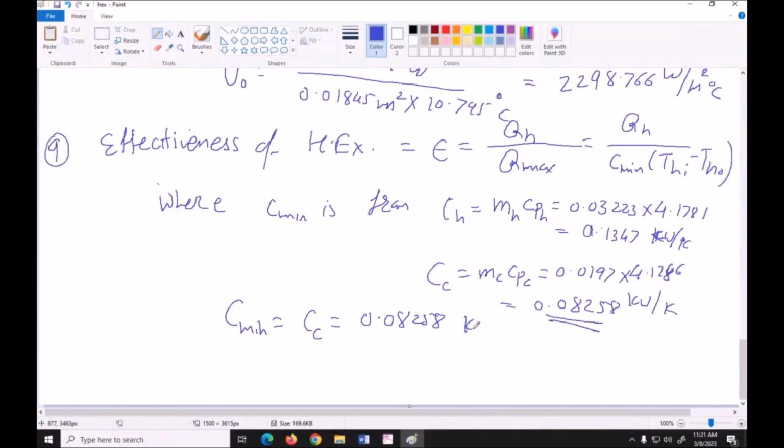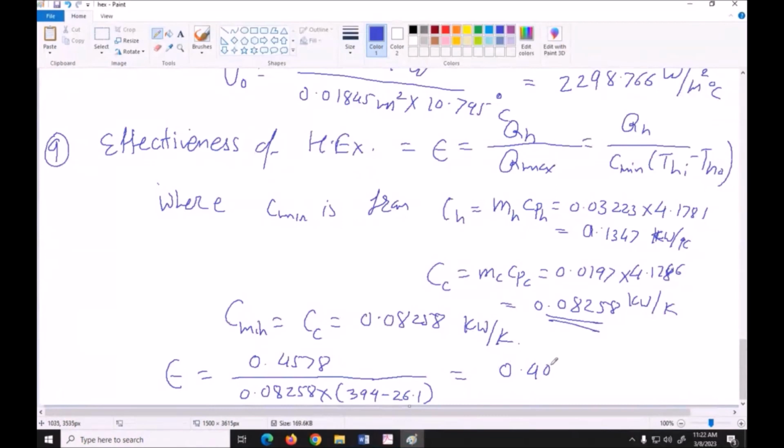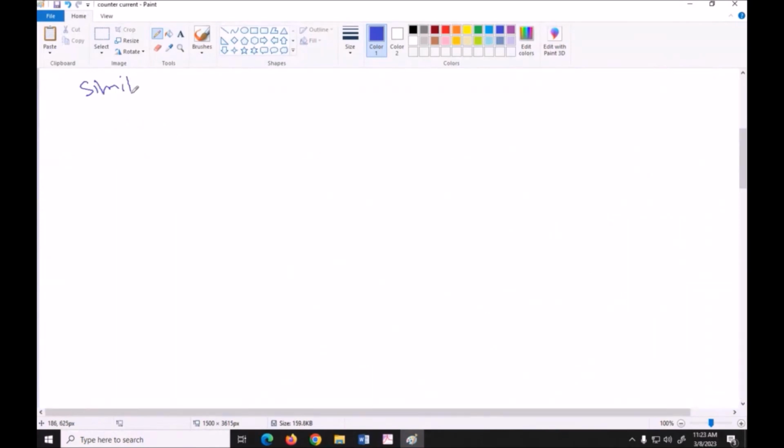So effectiveness is equal to QH, which is 0.4578 kilowatt, over C minimum, 0.08258, into THI minus TCI, 39.9 minus 26.1, and you will get effectiveness of 0.4017, which is nothing but 40.17%. Similarly for co-current. This is a lengthy report, and I am telling you because we need to do the double calculations, but almost the calculations are the same.